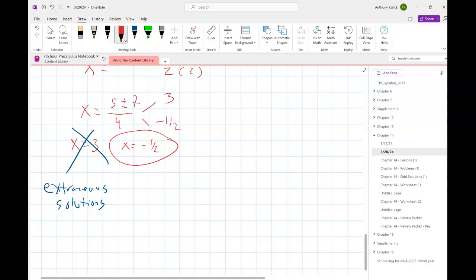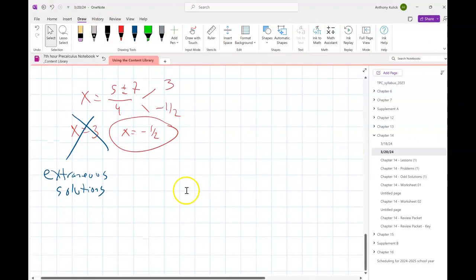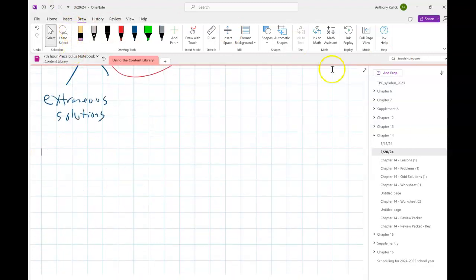One more example. Look at how fast this is. It's almost like I planned for something quick to do today.